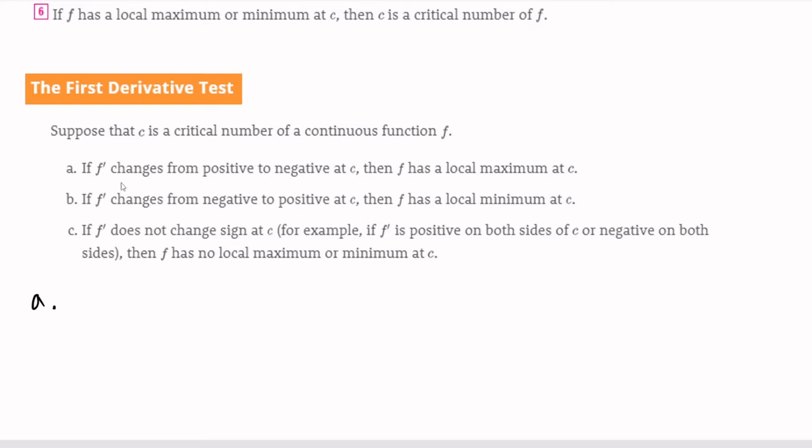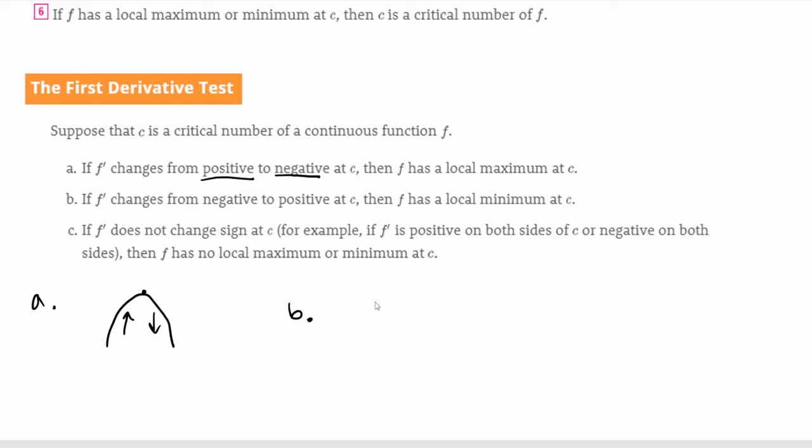A, the derivative changes from positive to negative: local maximum. Draw a local maximum. Boom, there's a local maximum. Okay, what am I doing over here to the left? I'm increasing. The derivative is positive. What am I doing after? I'm decreasing. The derivative's negative. Oh, okay, yeah, that makes sense.